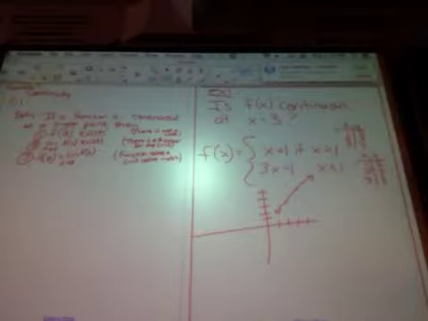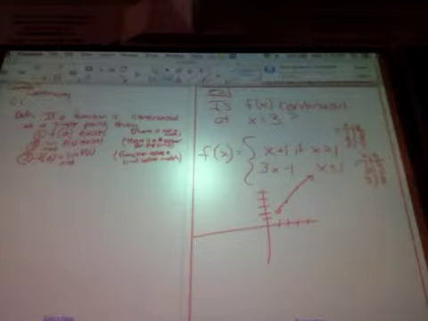Is that 1, 2, 3, or is that supposed to be? Is x smaller than 1?